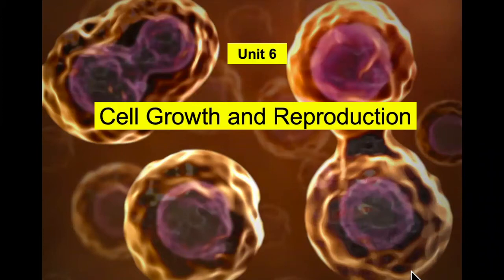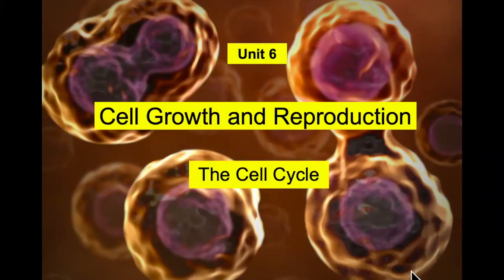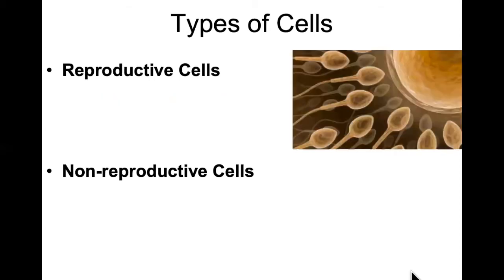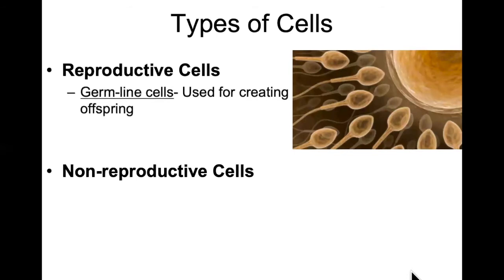You should have your guided notes out and ready to go. We are talking about the cell cycle. Before we begin, please remember that we have two different kinds of cells, reproductive cells and non-reproductive cells. And M phase, the mitotic phase, is going to be different for each one. So your reproductive cells, gentlemen, your sperm, ladies, your eggs, we refer to them as germline cells or gametes. These are going to be vocab words later on.